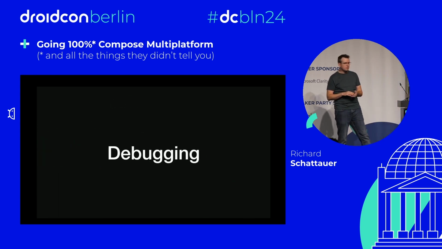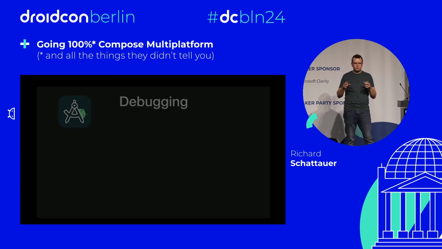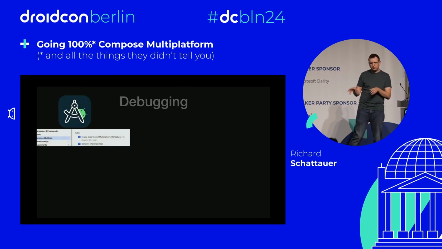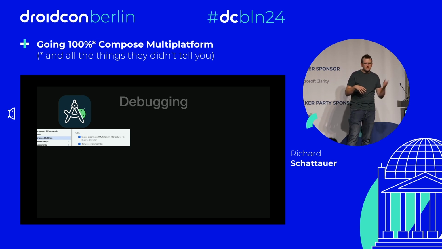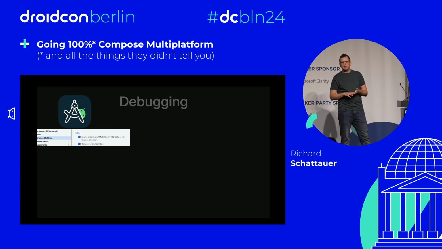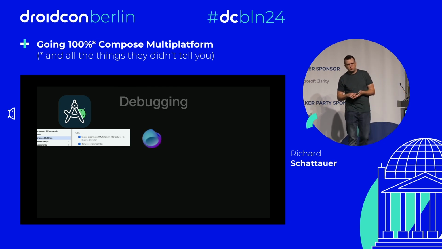Another topic would be debugging. Within Android Studio, debugging is, of course, no issue for Android. But for iOS, the story is a little bit different. If you want to debug iOS apps, you have to enable the experimental setting, and that should work, but only for Kotlin code, that is. So you can't debug your Swift code, as far as I'm aware of.